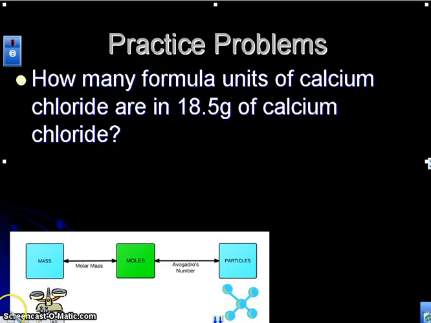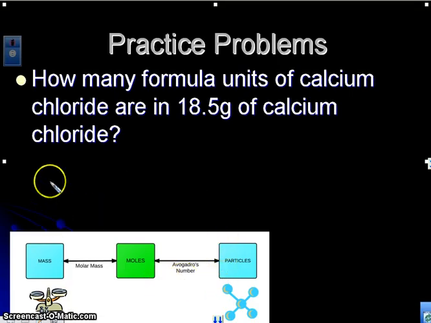So now that we know what a formula unit is, we need to look at the conversion we're being asked to make. The problem is giving us 18.5 grams. Grams are a unit of mass, and it's asking us to find formula units, which are a particle. So we need to start with our mass. We want to use our molar mass for that compound to convert to moles. And then once we have moles, we'll use Avogadro's number to convert from moles to particles.